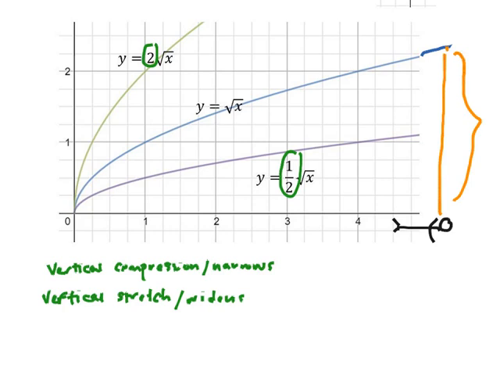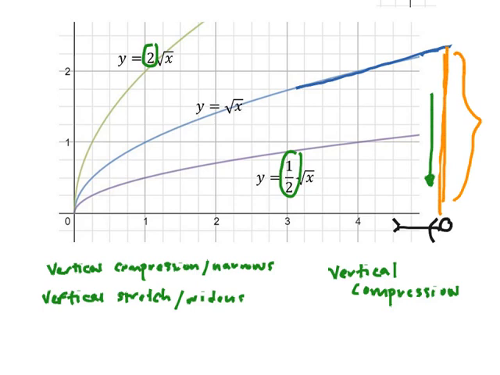So let's say he winds this line closer to him, and I'm going to use a different color. If he winds it up closer to him, bringing this vertical line in and bringing this parent function closer to him, that is going to be a vertical compression. Do you see that?